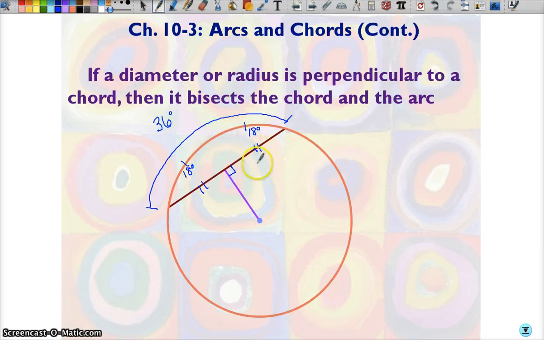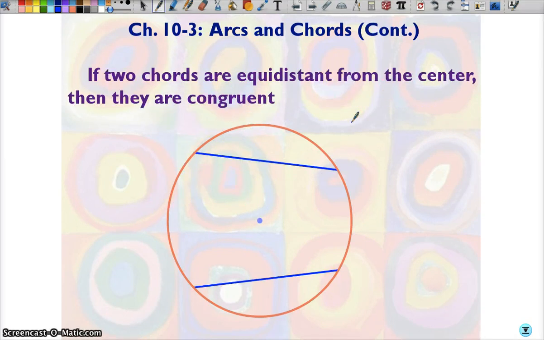I can tell you that we will be doing something with right triangles with this information, but that's all I'm saying, because I'm going to make you kind of flounder a little in class and see what you can figure out. Alright, if two chords are equidistant from the center, then they are congruent.